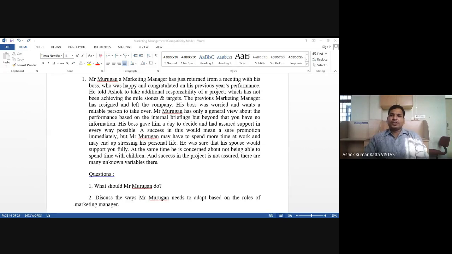Case studies usually come in two types. The first type will have a description, a detailed case about one particular company or one particular issue. We have to read the entire case study and understand what the exact problem at the company is, and based on the identification of the problem, you are supposed to give an exact answer.